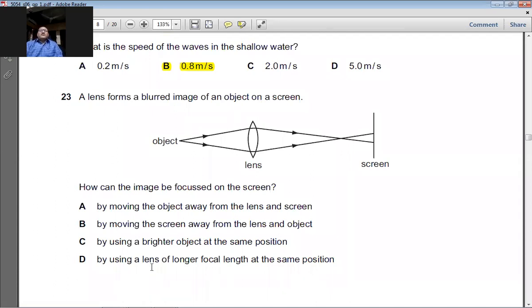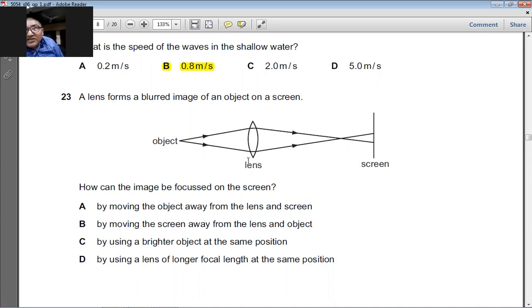A lens forms a blurred image of an object on a screen. So here you have a lens. It's a convex lens, and it's bending the light rays. It's converging the light rays. And we have put a screen there, and you can see that the rays are not crossing each other on the screen. Rather, they are crossing each other before the screen. So the image will be blurred.